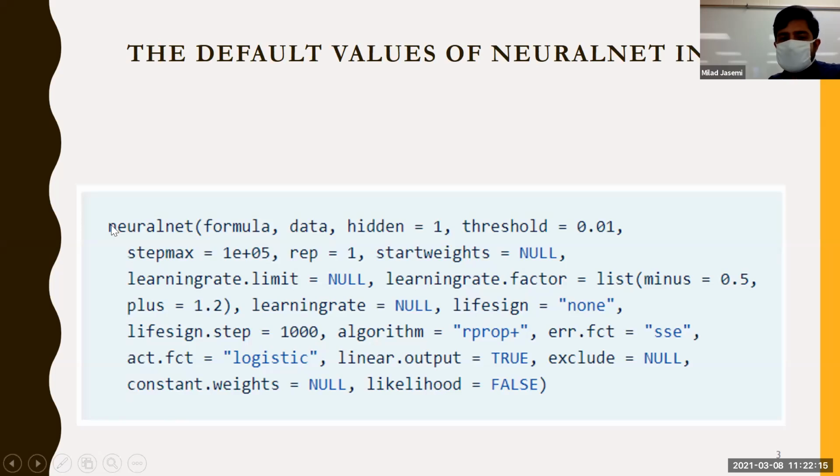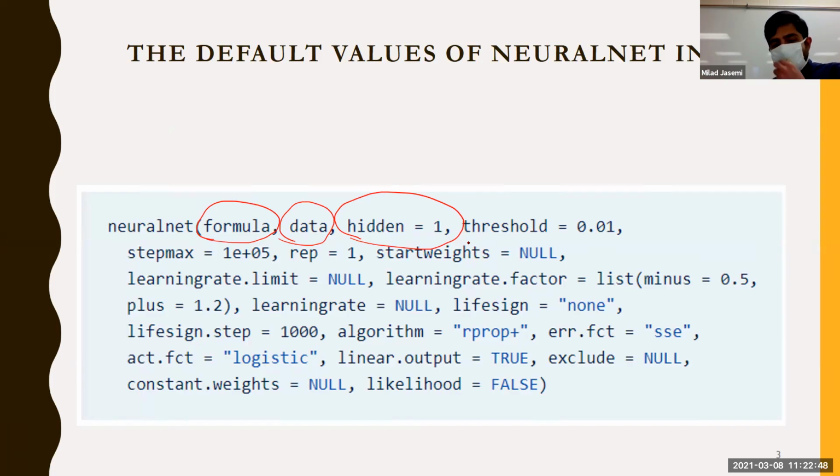Neural net formula, we already know about this. About the data, you are professional. You are very good with the hidden layers. So when you put nothing, what is the default value of your structure? Only one hidden layer, the easiest one.